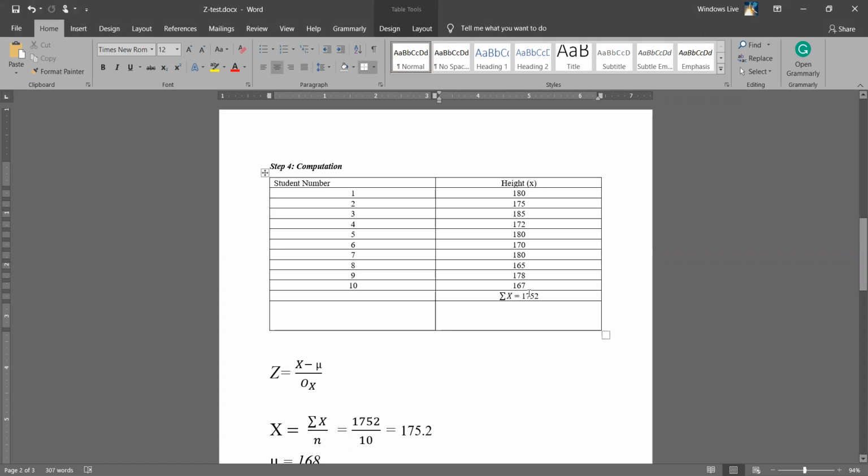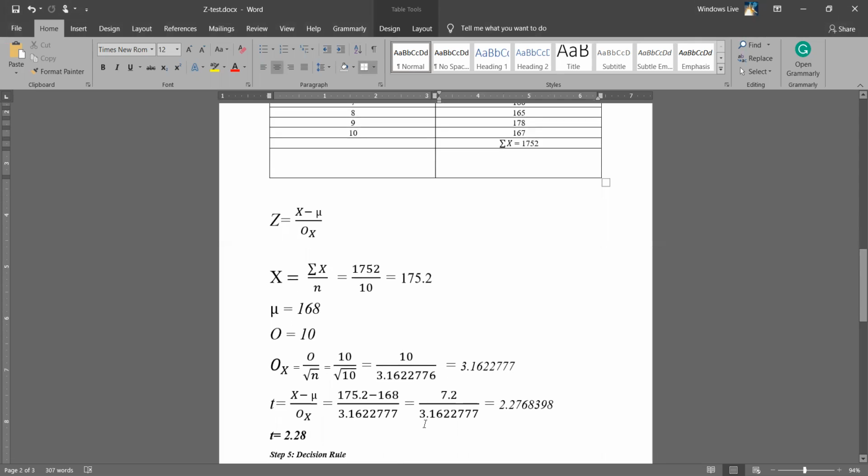And this says sigma x. It means add the total scores of x. So 180 plus 175 up to 167. And when you add them, you get 1752. So that will be your sigma x, and that's what we did. So it will be sigma x, which is 1752 over 10, getting a value of 175.2.